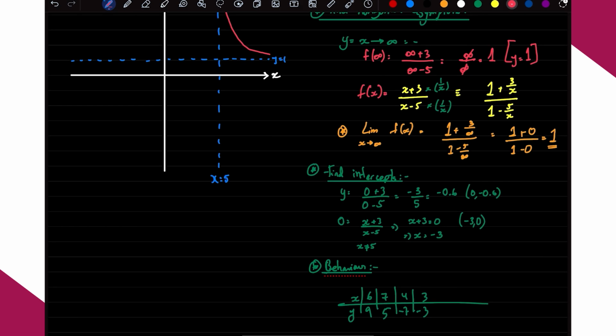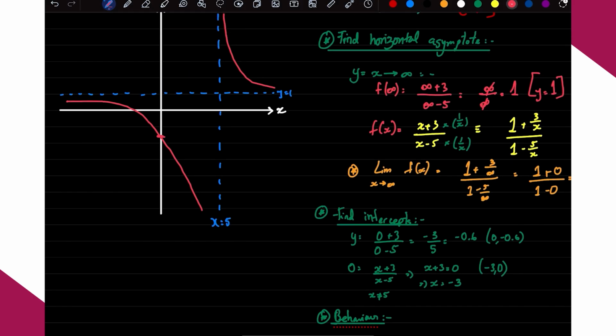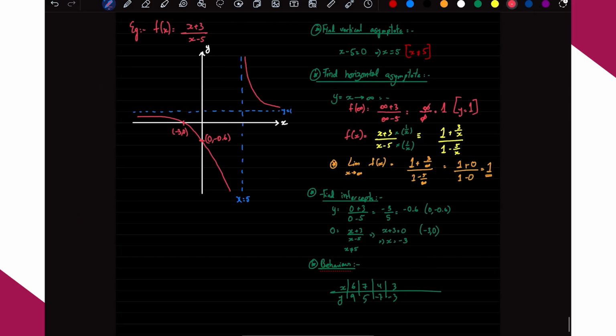So x is minus 3 and y is 0. Okay, and y is minus 0.1, x is 0. So it's probably going to go something like this, the best I could do. So over here, we've got one of the intercepts. That's x minus 0.6. That's one of them. And we've got this one right here, which is minus 3, 0. So that's the two intercepts. And that's how this graph will look.